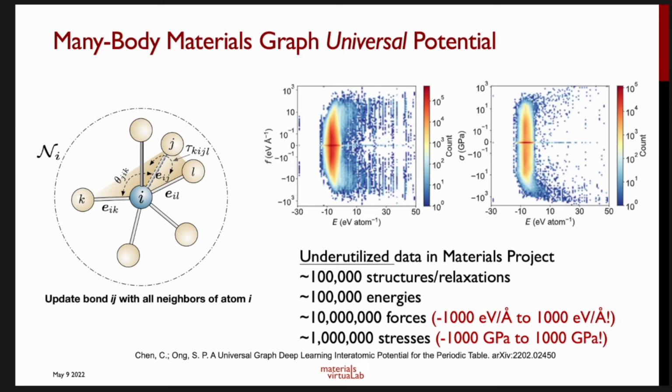Now, instead of doing that, why not train a potential that can work across the entire periodic table like DFT does, right? And to do this, we have to adopt a different way of constructing the machine learning interatomic potential. We instead use a graph-based representation of the material. The atoms are basically the nodes in the graph, and the edges in the graph are basically your bonds.